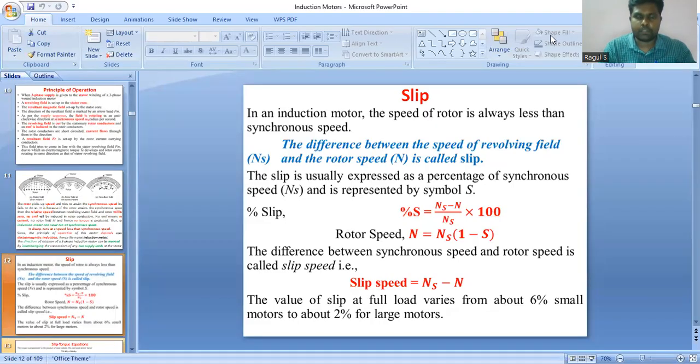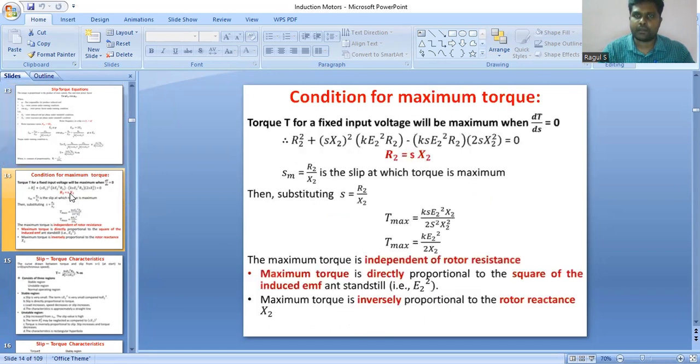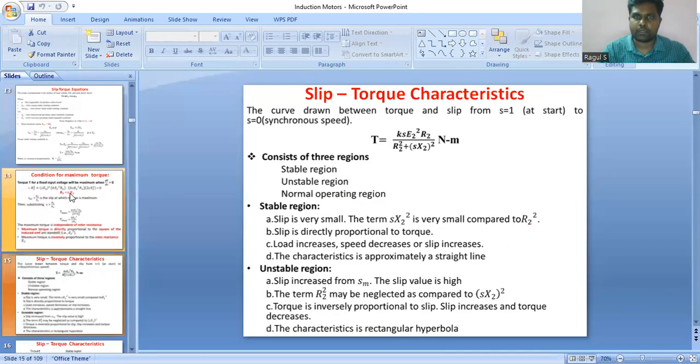Now we're going to discuss slip in induction motors, through the slip derivations. We're going to derive the maximum torque achieved in an induction motor. At the same time, what is the relationship between slip and torque in an induction motor? What is the condition to achieve the maximum torque in an induction motor?